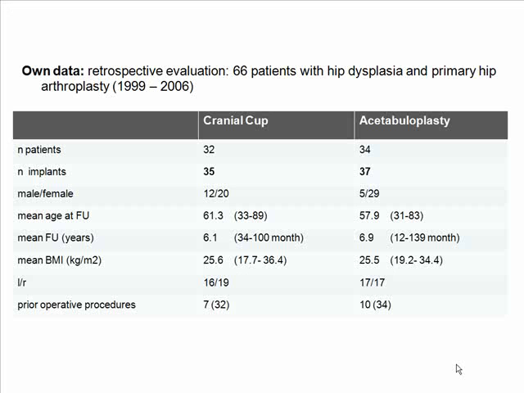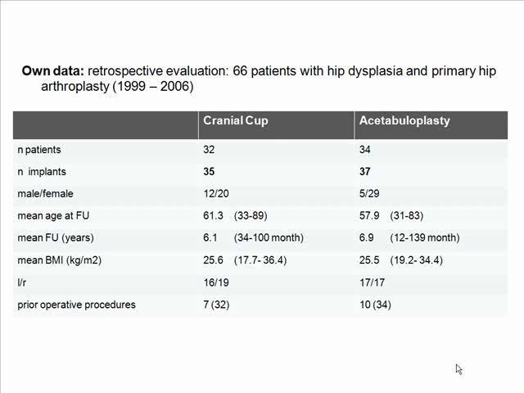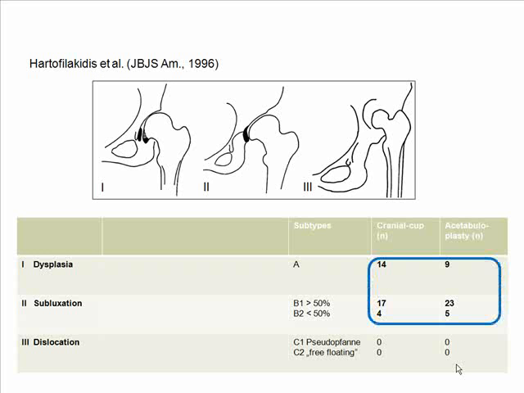Now, comparing these two groups here, it's the cranial cup and the acetabuloplasty. We did between 1999 and 2006. We did a comparable number of patients with these procedures, and you see that a lot of prior procedures have been undertaken in these patients too. Most of them were grade 1 or grade 2 from Hartofilakidis, as you can see, and we didn't treat any high-riding dislocations with this procedure.